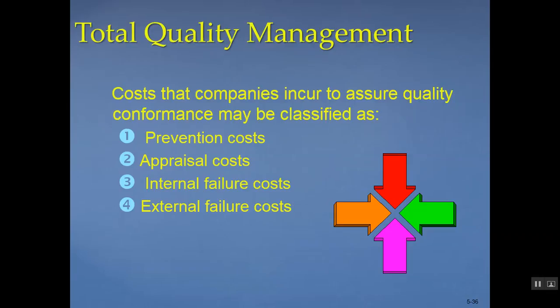So if you have prevention costs, the costs are incurred before you even start manufacturing the product. Appraisal costs happen during the manufacturing process. Internal failure costs happen after you've completed manufacturing the product, before it's sent to the customer. And external failure costs are those that arise when you finished the product and sent it to the customer and there were some costs involved, like warranty or refunds.